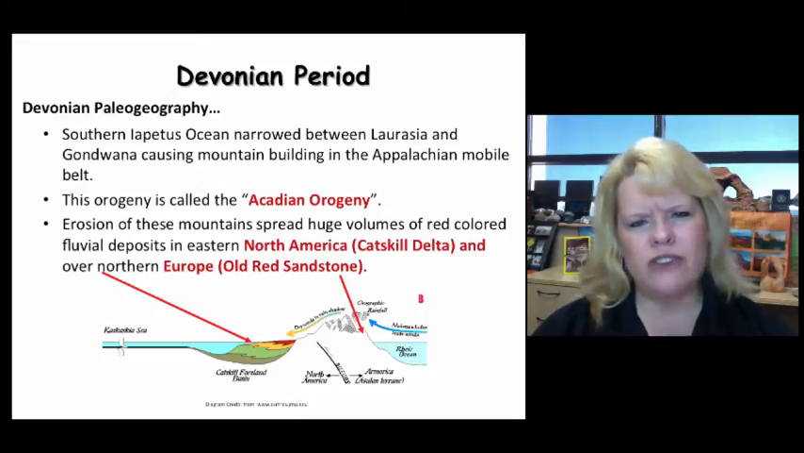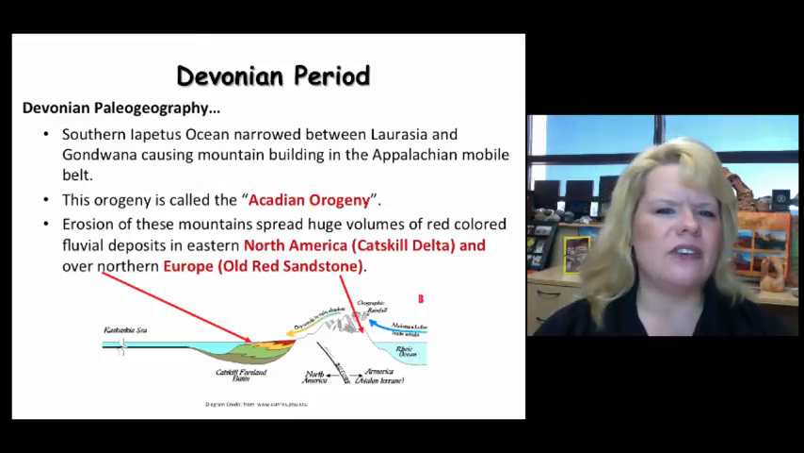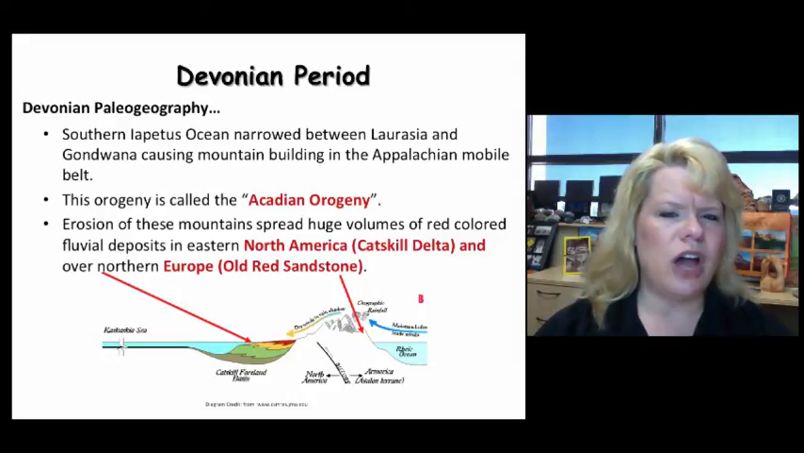Europe is going to smash into North America, and it's going to smash in the northeastern states up around the Maine area all the way into Canada. When it does, that sutures the two continents together. Here's why that's significant.